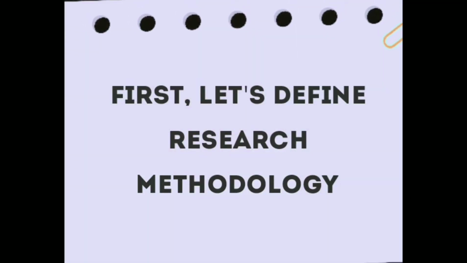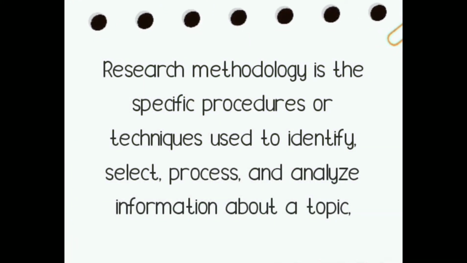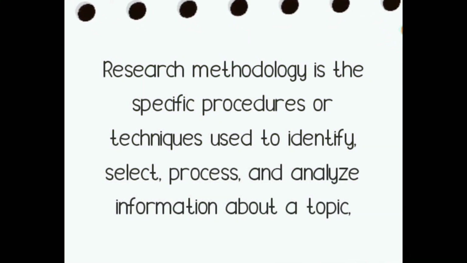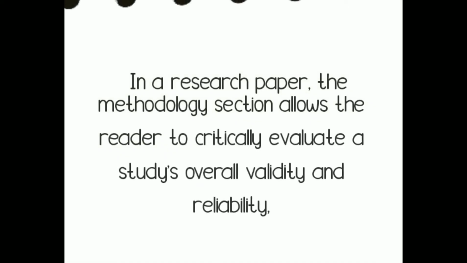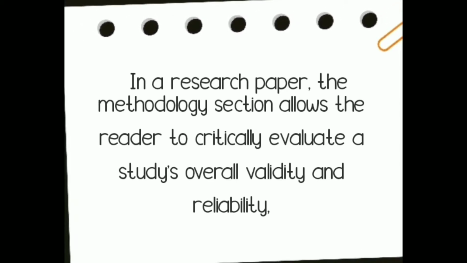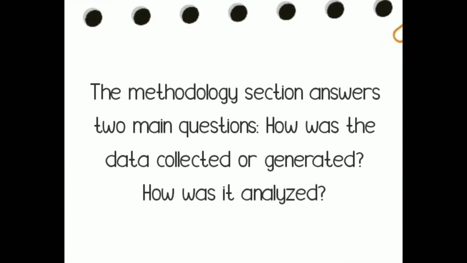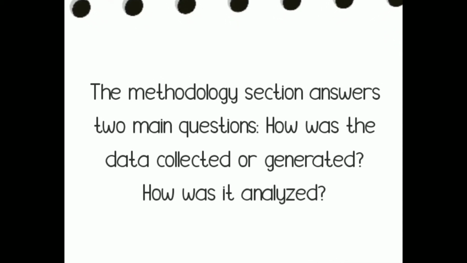First, let's define research methodology. Research methodology is the specific procedures or techniques used to identify, select, process, and analyze information about a topic. In a research paper, the methodology section allows the reader to critically evaluate a study's overall validity and reliability. The methodology section answers two main questions: how was the data collected or generated? How was it analyzed?